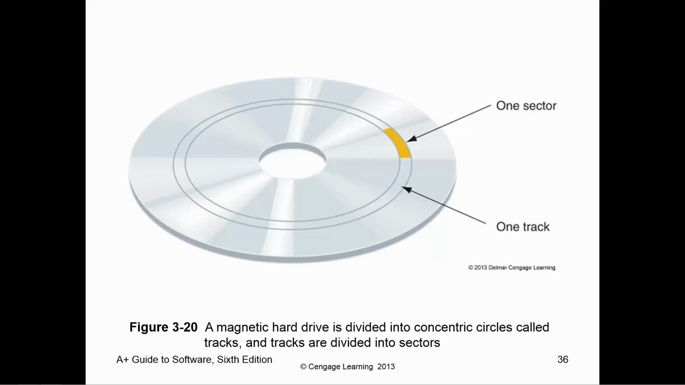A magnetic hard drive is broken up into actual metal platters. This is more hardware, but it's still kind of important to know. Every chunk of a hard drive is broken into sectors or tracks. Sectors and tracks. A track is just a track of the ring, and a sector is just a slice of a track.